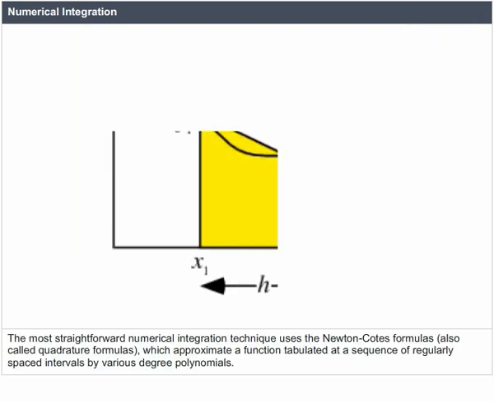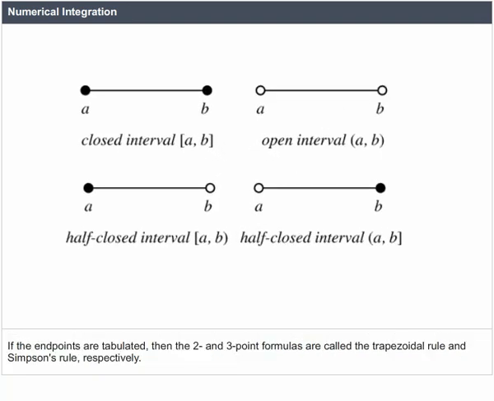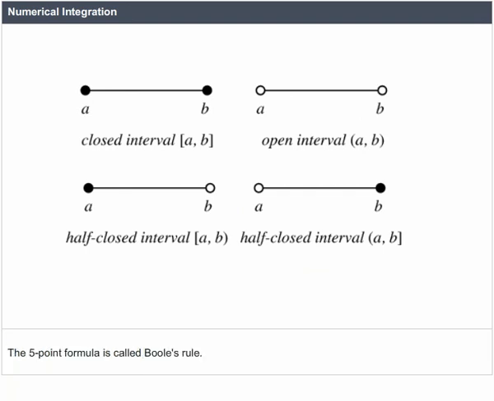The most straightforward numerical integration technique uses the Newton-Cotes formulas, also called quadrature formulas, which approximate a function tabulated at a sequence of regularly spaced intervals by various degree polynomials. If the endpoints are tabulated, then the 2 and 3 point formulas are called the trapezoidal rule and Simpson's rule respectively. The 5-point formula is called Boole's rule.